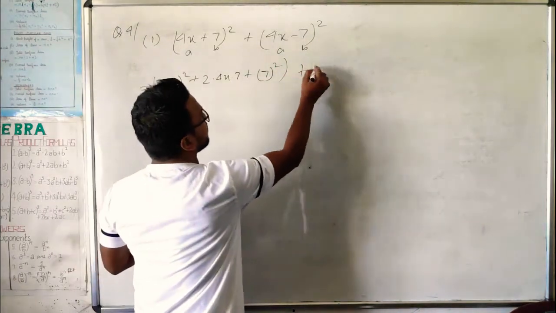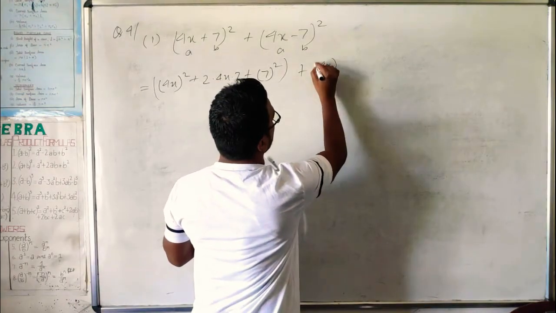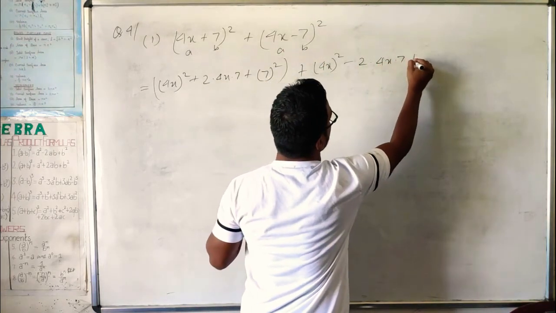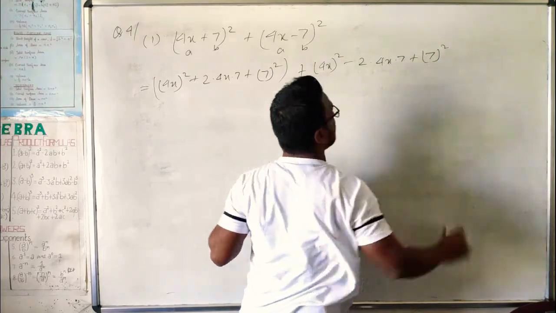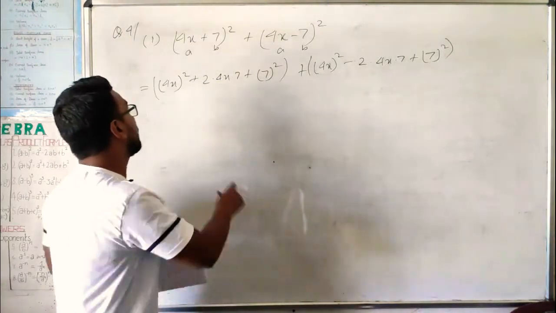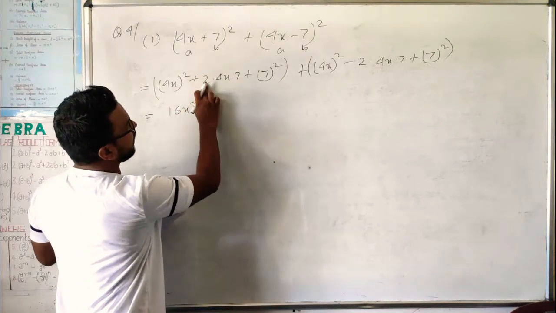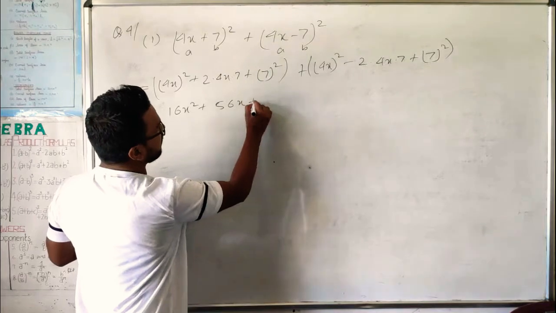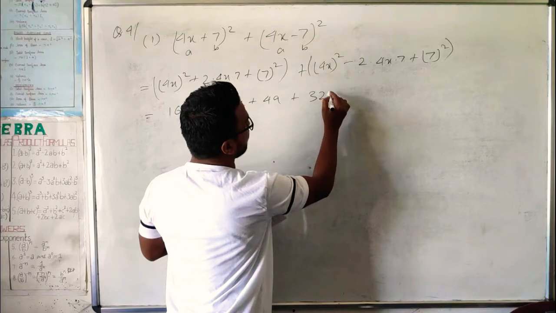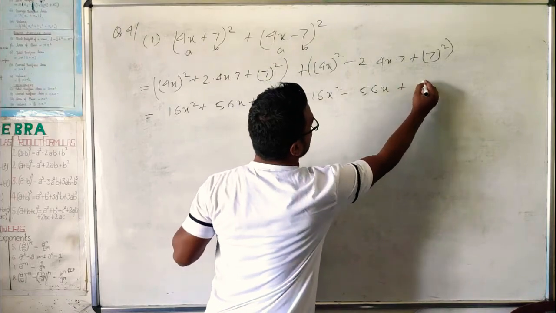Okay, next this will follow the second formula, a minus b whole square. So a is 4x whole square minus twice ab, a is 4x, b is 7, b square is 7 square. Okay, fine. Next we'll open this bracket. If you open it, it will become 16x square minus 4 2s are 8, 8 7s are 56x plus 7 square is 49, plus this square will be 16x square minus 56x plus 49.